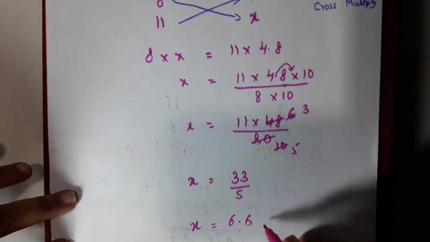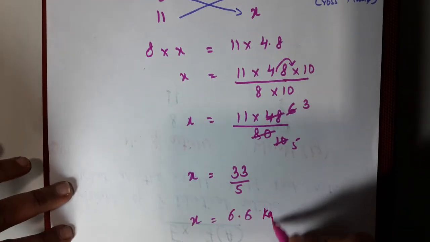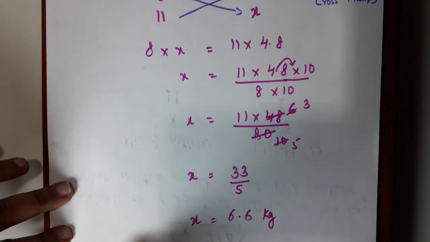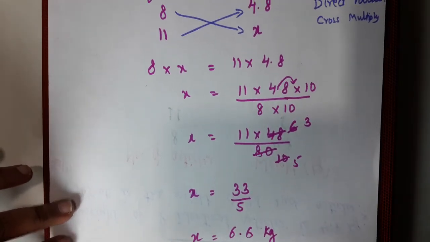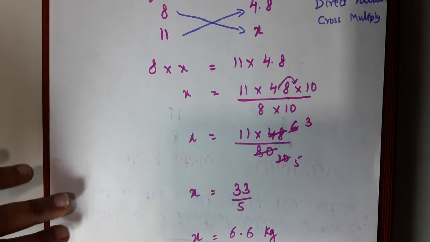This is 6.6 kg. So you need to write the concluding statement. Therefore, the weight of 11 such articles is 6.6 kg. Is it clear?